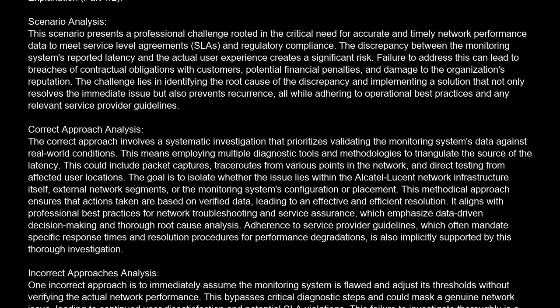Incorrect approach analysis. One incorrect approach is to immediately assume the monitoring system is flawed and adjust its thresholds without verifying the actual network performance. This bypasses critical diagnostic steps and could mask a genuine network issue, leading to continued user dissatisfaction and potential SLA violations. This failure to investigate thoroughly is a direct contravention of professional network management principles and could be seen as a dereliction of duty if it results in unmet service commitments. Another incorrect approach is to focus solely on external network factors without examining the Alcatel Lucent infrastructure.